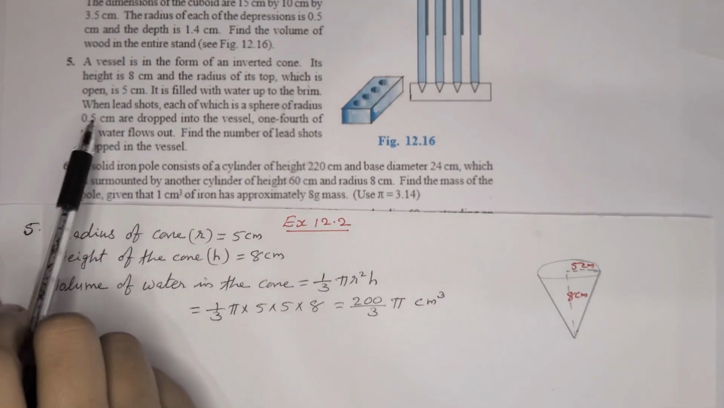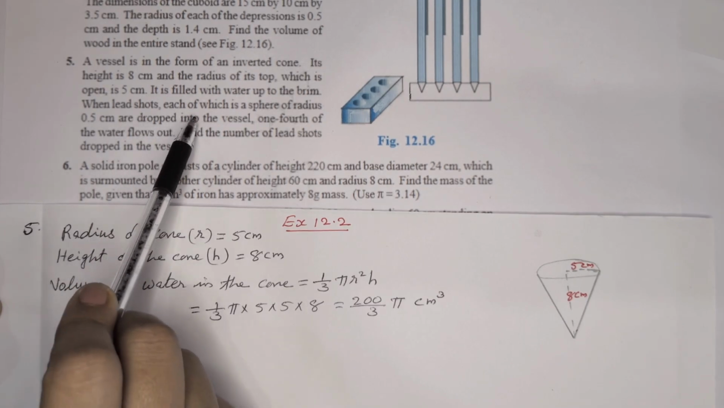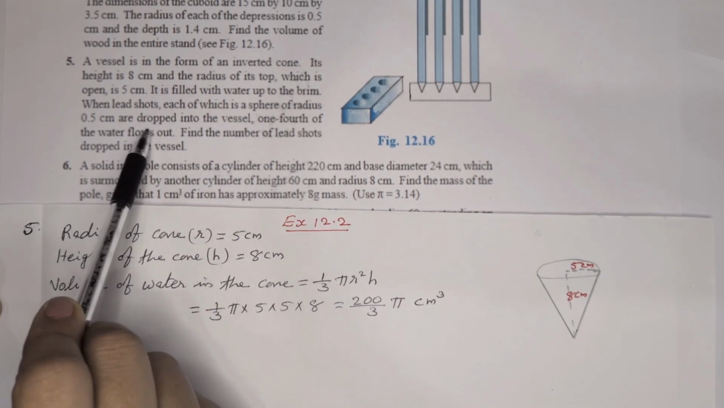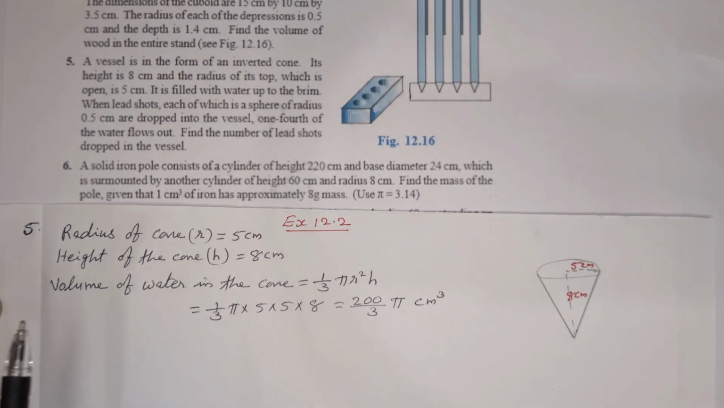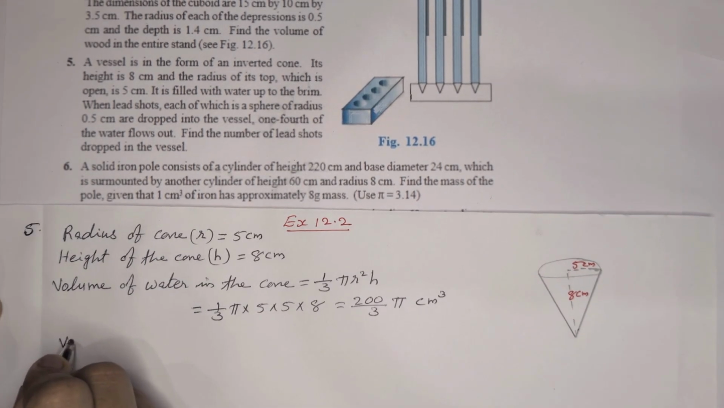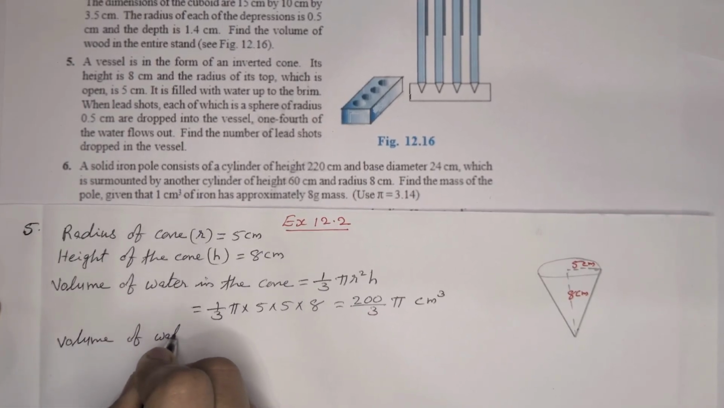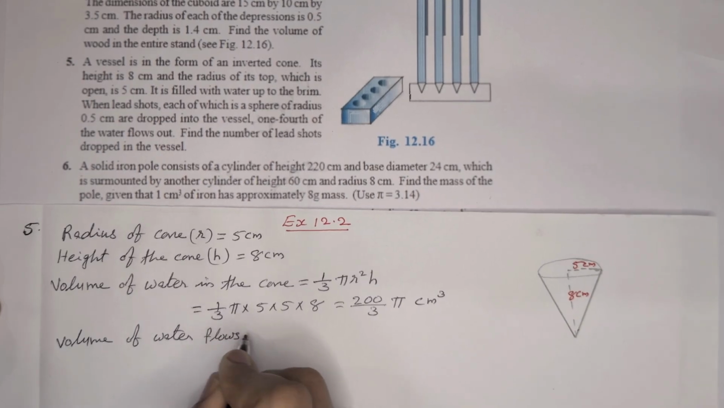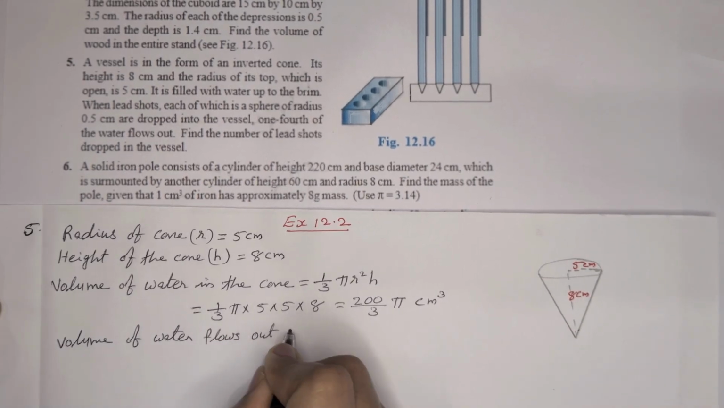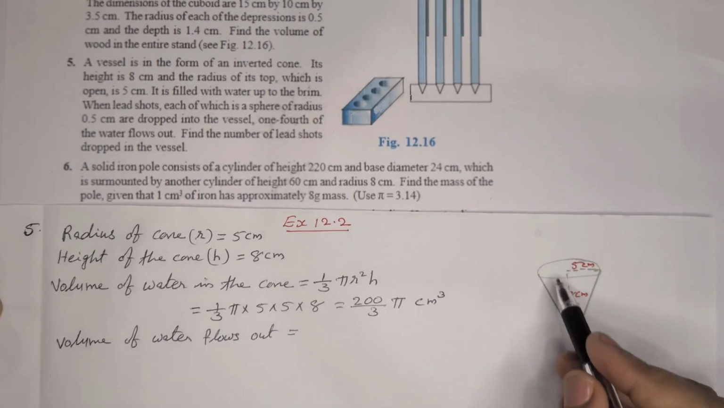Now here it says that the cone is filled up to the brim, and when lead shots, each of which is a sphere of radius 0.5 centimeter, are dropped into the vessel, 1/4 of the water flows out. So the volume of water that flows out is equal to 1/4 of the volume of the water in the cone.